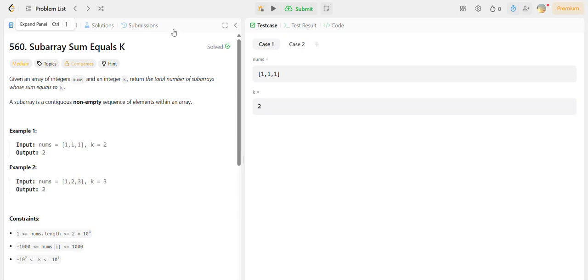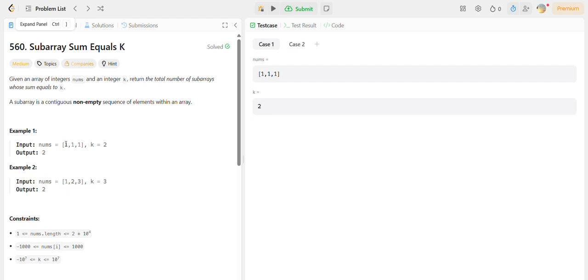Hey everyone, so today we're going to have a look at this problem, LeetCode 560. In this one we are given an array of nums and an integer k, and we have to return the total number of subarrays whose sum equals k.